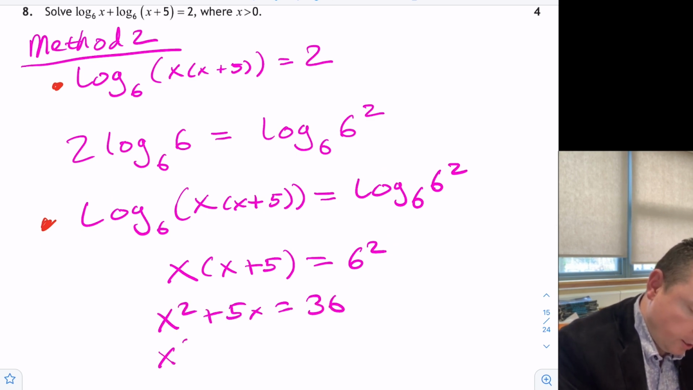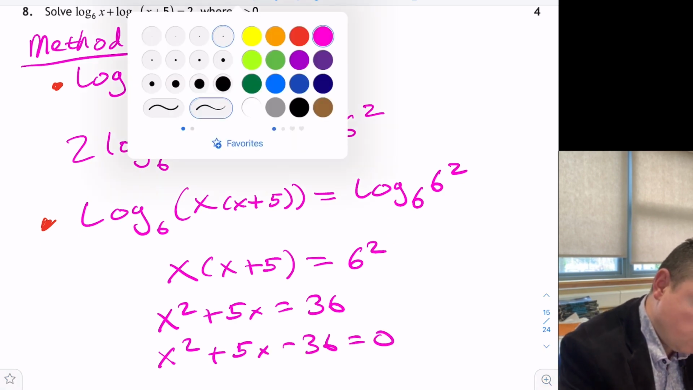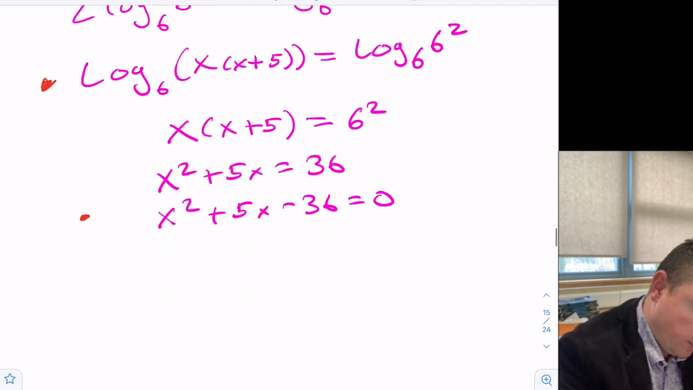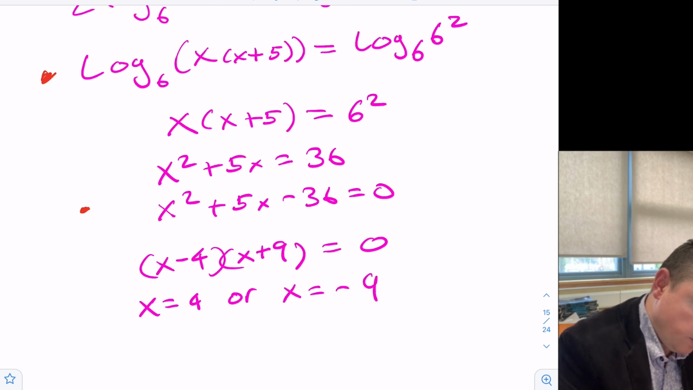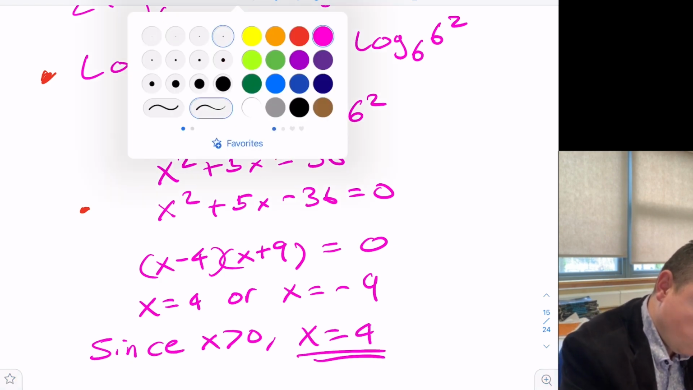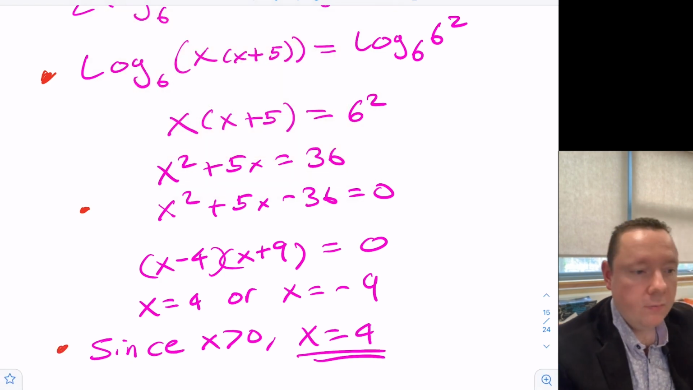And it continues in the same way as the last method. Minus 36 is 0. There's our other mark. And then for our final mark, solving that equation, we get x and x, 9 and 4, plus 9 minus 4 equals 0. So x equals 4 or x equals minus 9. But since x is greater than 0, x equals 4 is the answer. And there's our final mark there for 4 marks.